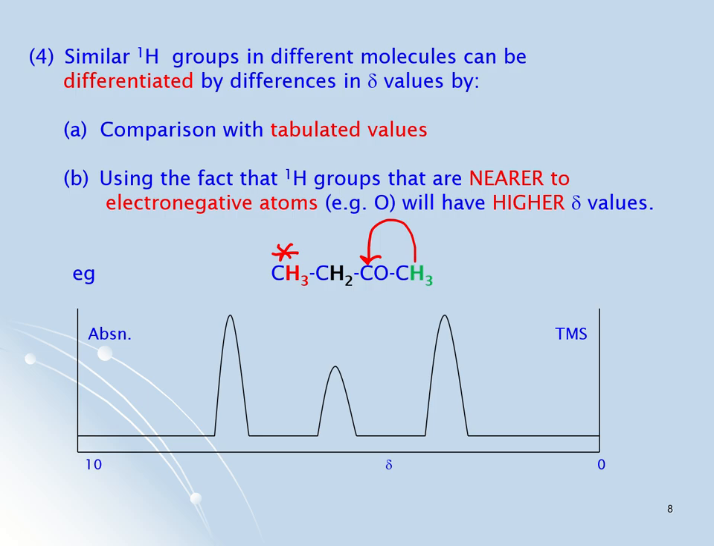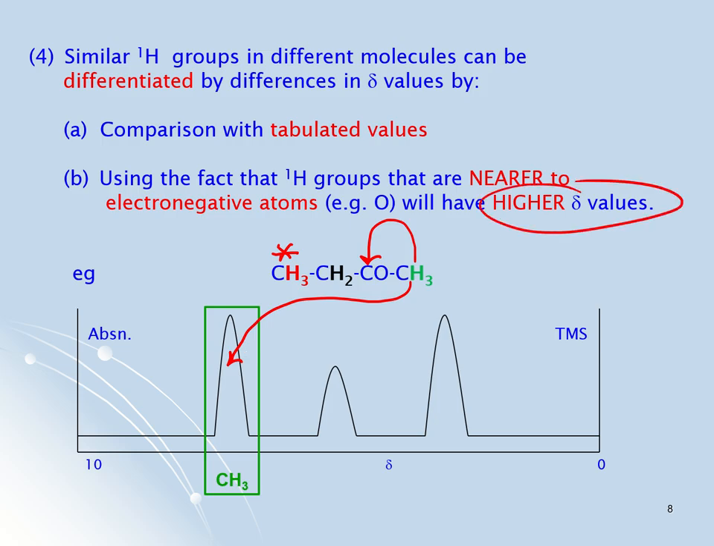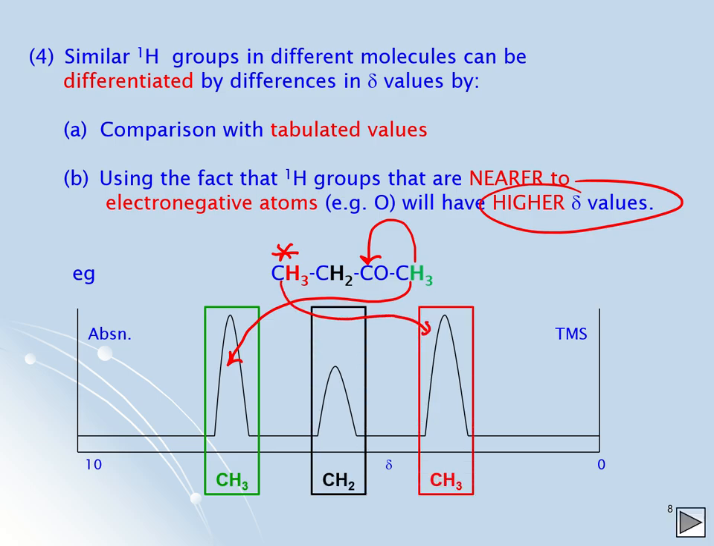Now, we can hopefully attribute the CH3 groups to where they are on the chemical shift trace. So here, this one is closest to the electronegative oxygen, so it is furthest downfield, or has the highest chemical shift value. This CH3 here is furthest away from it, okay? So it has the lowest chemical shift, and the CH2 is in the middle.